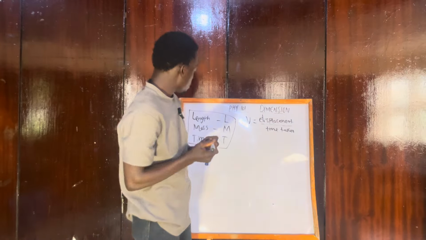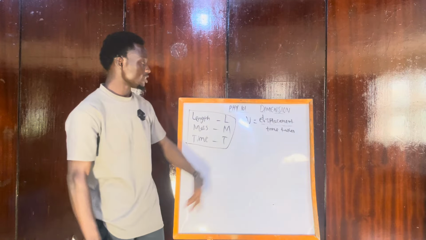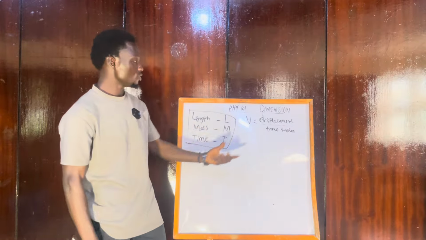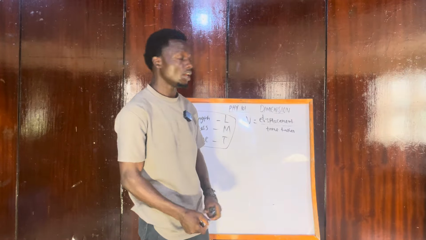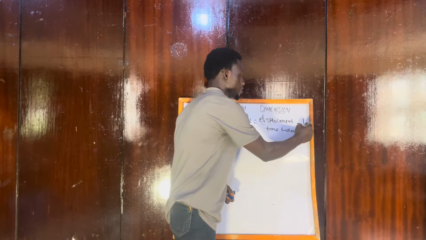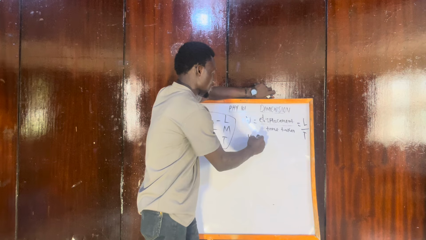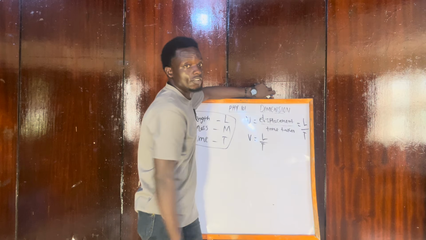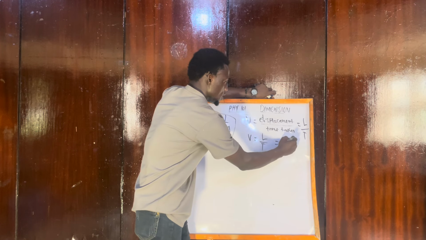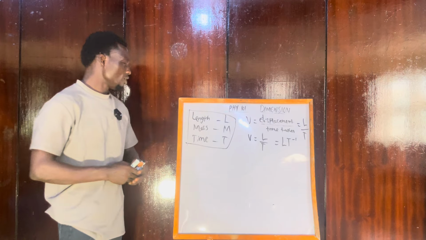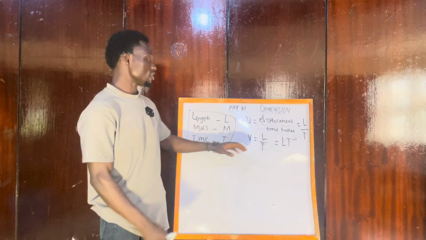And I told you initially that we have categories of length, like displacement, like distance, like height. So displacement falls under length, which means the dimension for displacement is L. This has a dimension of L, and the time taken has a dimension of T. Now for velocity, we can deduce that velocity has a dimension of L per T, which is LT raised to the power minus 1. Now that's that for that.